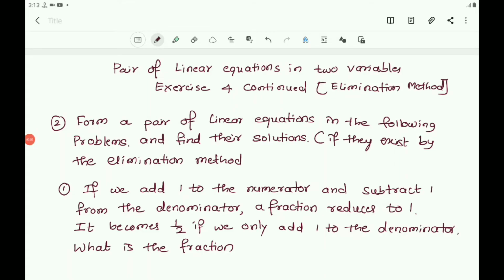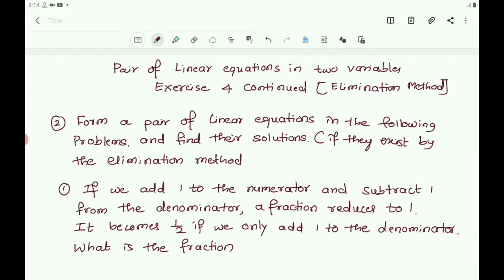Children, let us continue the chapter Pair of Linear Equations in Two Variables. Now Exercise 4 is continued, that is the elimination method. Now you come to the second main question. Form a pair of linear equations in the following problems and find their solution if they exist by the elimination method.